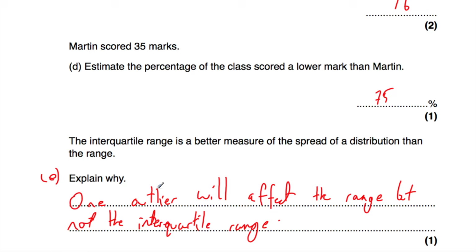And that's it. So just explain that one outlier will affect the range, but not the interquartile range. So if you've got one value in the data set that's an outlier that's way bigger than all the rest of them, that's going to affect the range, but it wouldn't affect the interquartile range, because the interquartile range is looking at how the middle 50% of the data is spread. So it's a better measure of spread than the range. Okay, let's look at our next question.